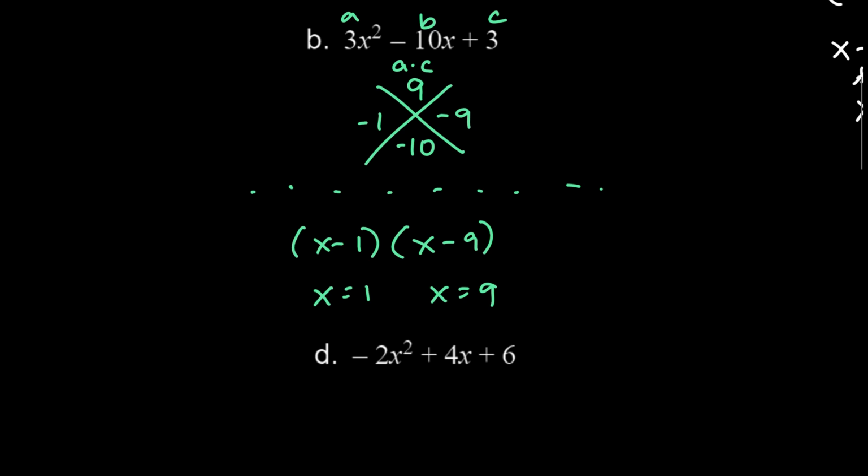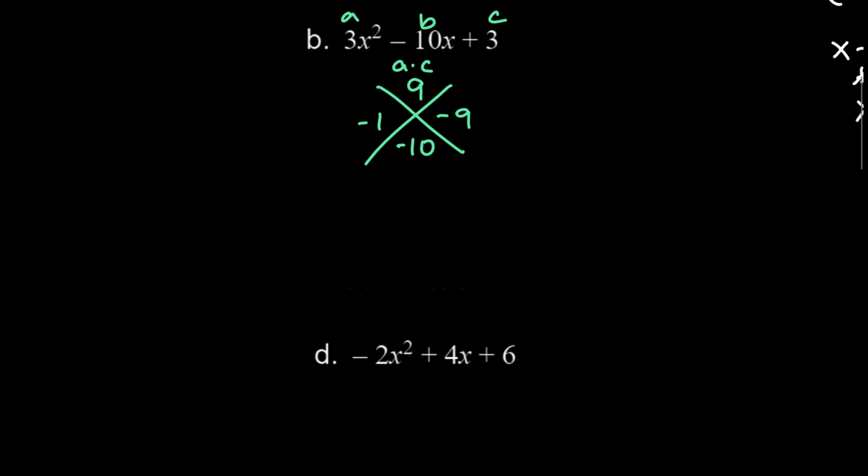What's wrong with this? Why isn't it right? It has something to do with the 3 out in front. If we have an a value, can you just do the x method and say, oh, those are my factors? Nope, you got to do more work.